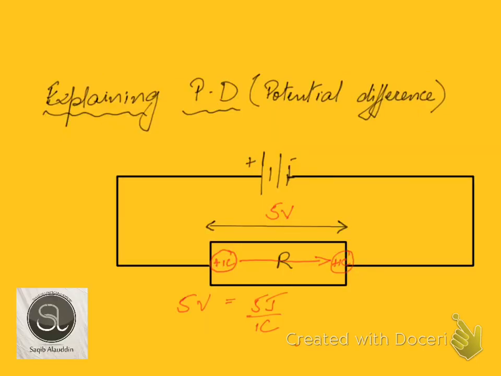So repeating this point, 5 volts of PD across the resistor means when 1 coulomb charge passes through this resistor, it will dissipate 5 joules of energy in the form of heat, or you can say it will convert 5 joules of electrical energy into non-electrical form, that is, as I said, usually heat, or you can say it does work of 5 joules when it passes through the resistor.